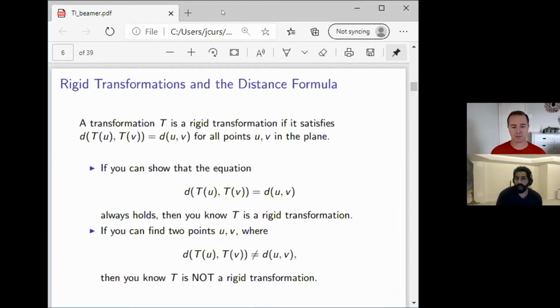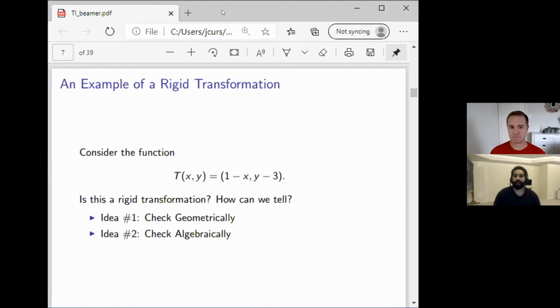Right. And I understand that right now this is a little abstract, so I think it's important that we dig into a specific example. Okay. So why don't we just look at an example of a rigid transformation? Why don't we look at this transformation that sends x to 1 minus x and y to y minus 3. Is this thing a rigid transformation? And how can we tell?